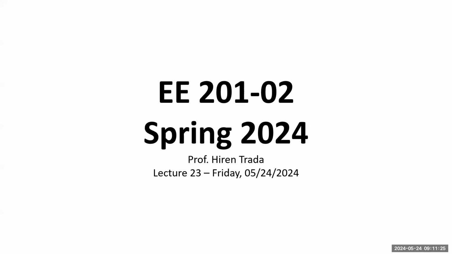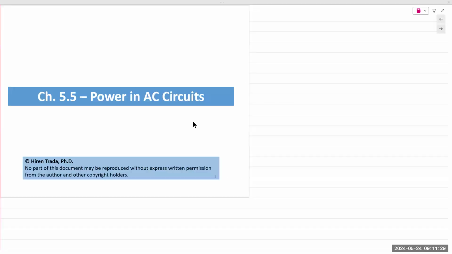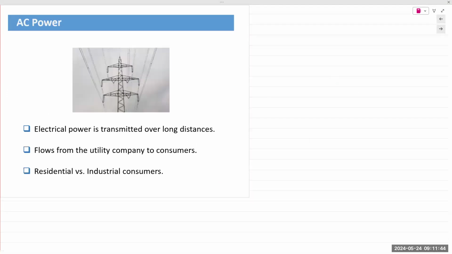AC power. And the reason I label it as 5.5 is because the book that we use, it's not a separate chapter, but it's part of chapter 5, going from AC analysis. Okay, so this is going to tie to the resonant circuits that we just saw. Okay, so let's begin with the qualitative explanation.